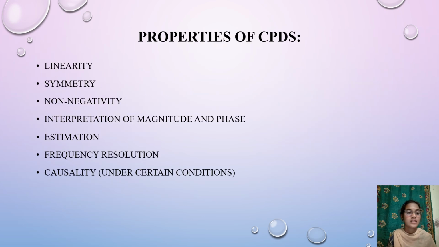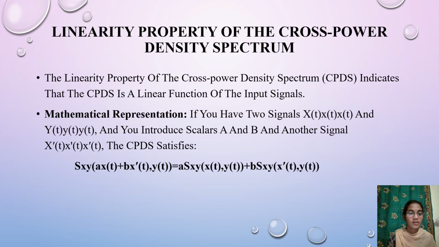Properties of the cross power density spectrum: linearity property, symmetry, non-negativity, interpretation of magnitude and phase, estimation, frequency resolution, causality under certain conditions. First property of the cross power density spectrum is the linearity property.